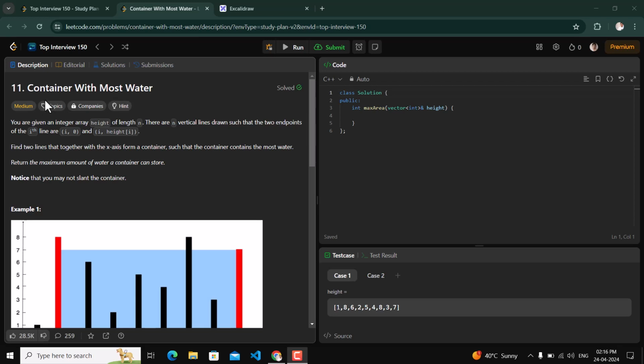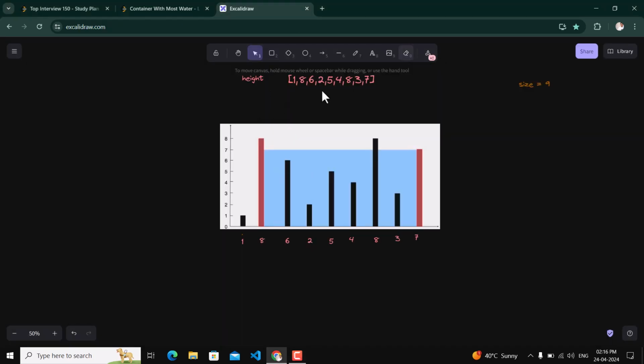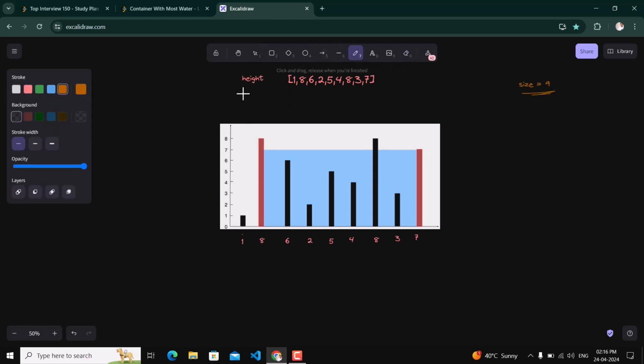Hello friends, our today's question is container with most water. What is given in this question is you are given an integer array height of length n. So what is given? We are given an integer array of size 9, height integer array of size 9.